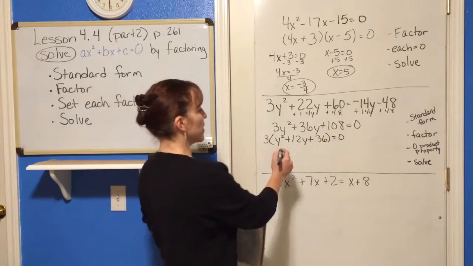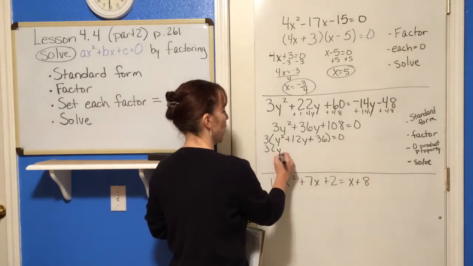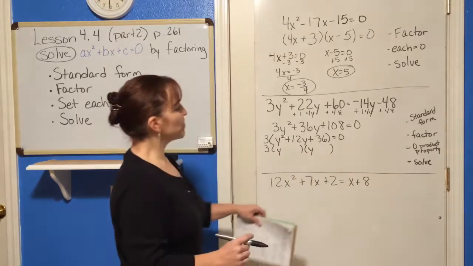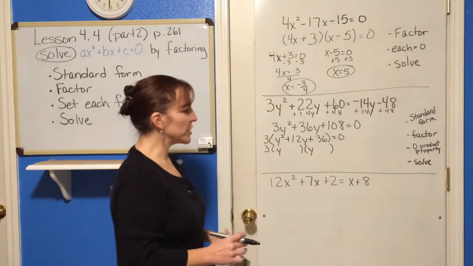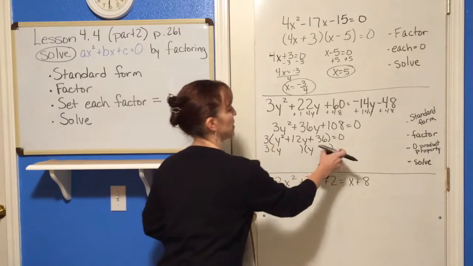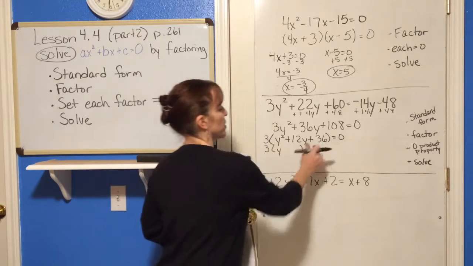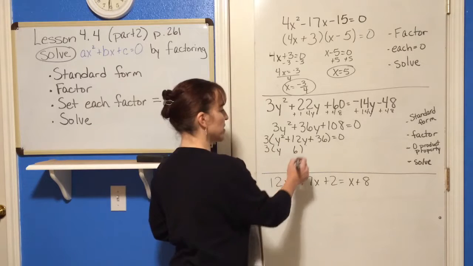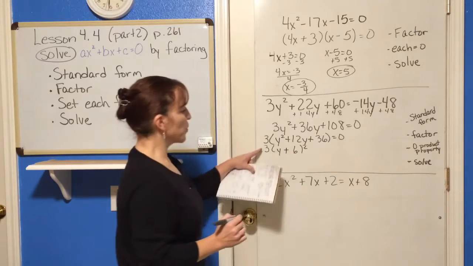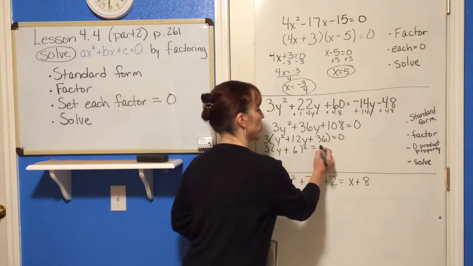So now this one, don't lose your 3. You've got y and y. This is a perfect square, isn't it? 36 is a perfect square, so let's test that. Did you recognize that or did you work it out? So 6 times 6 is 36, and 6 plus 6 is 12. So 3 times y plus 6 squared is equal to 0.